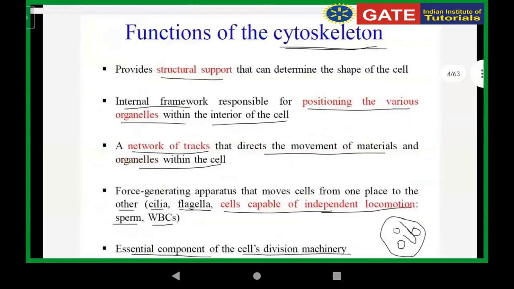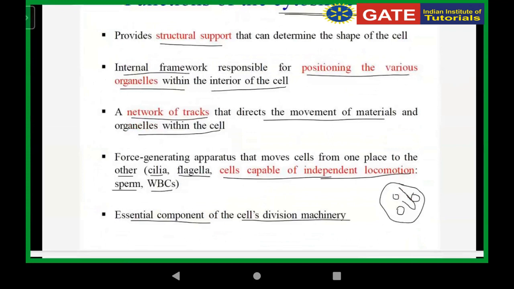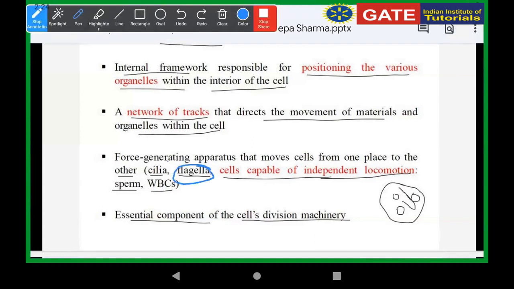Functions of the cytoskeleton. The cytoskeleton provides structural support that determines the shape of the cell, and it helps in positioning the various organelles within the cell. It helps in intracellular movement, and it helps in independent movement of the cells. Because do you know flagella and cilia? Yes, ma'am. These flagella and cilia organelles are all made up of what? Cytoskeletal filaments. Cytoskeleton.